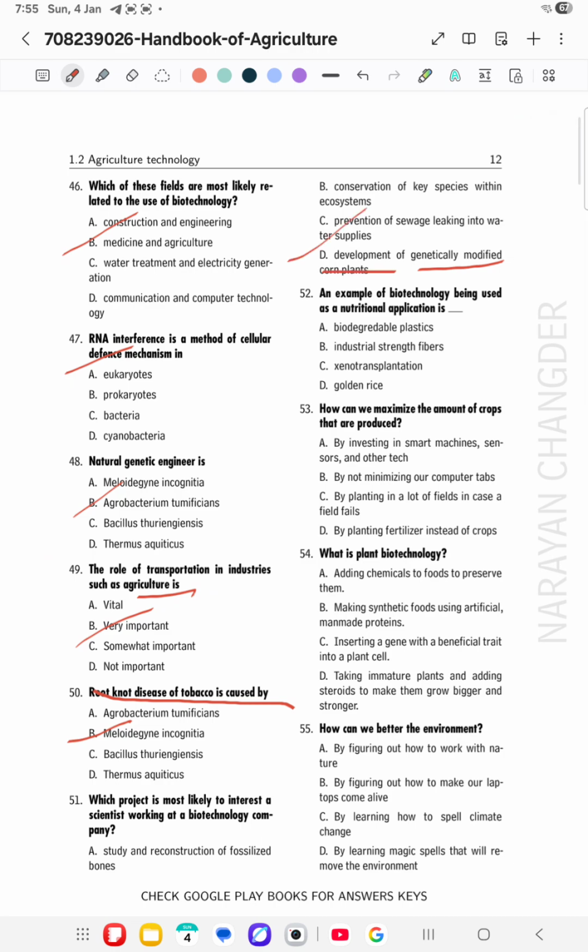Development of genetically modified corn plants. An example of biotechnology being used as a nutritional application is biodegradable plastic, industrial strength fiber, xenotransplantation, golden rice. What is xenotransplantation? I'll see what is xenotransplantation. Xenotransplantation is the process of transplanting living cells, tissues or organs from one species, like pigs, to another, humans, to address the severe shortage of human donor organs. Okay.